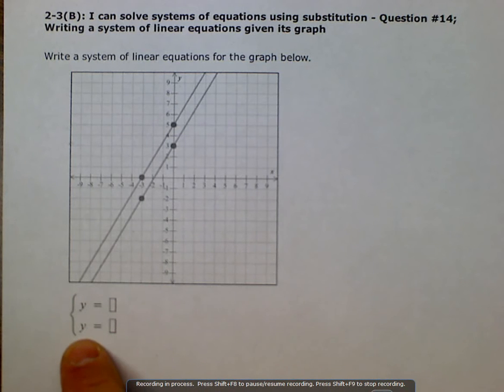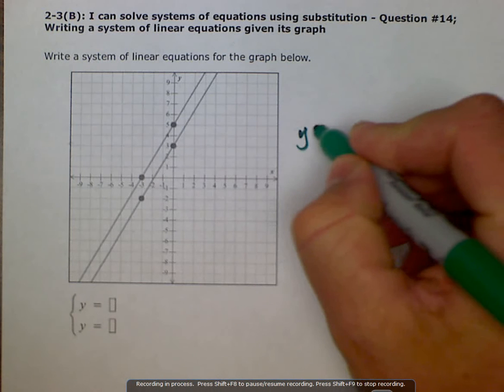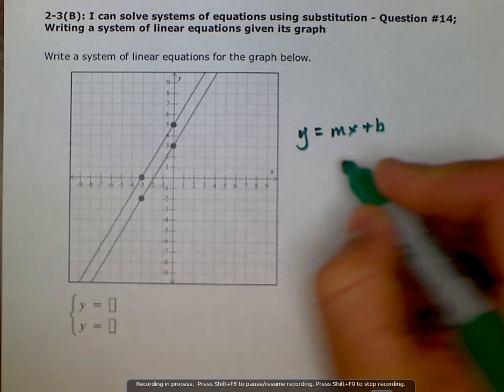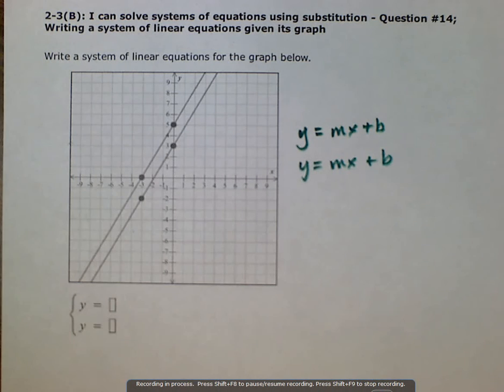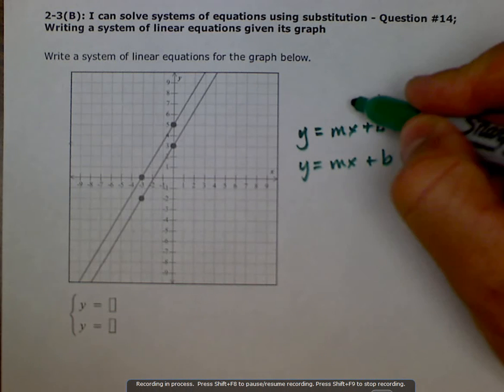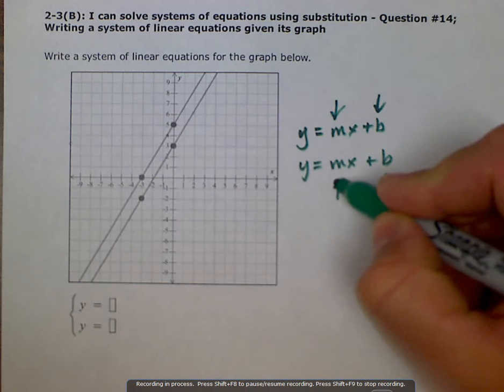It looks like they want us to put it in y equals mx plus b form. So all we really need to do here is this is what they're looking for, y equals mx plus b for one equation, and then y equals mx plus b for the second equation. And we would write that down here as our system. So all we need to do is find our start point for the first one, and then our slope, and the start point for our second one, and then our slope, and just plug it in.